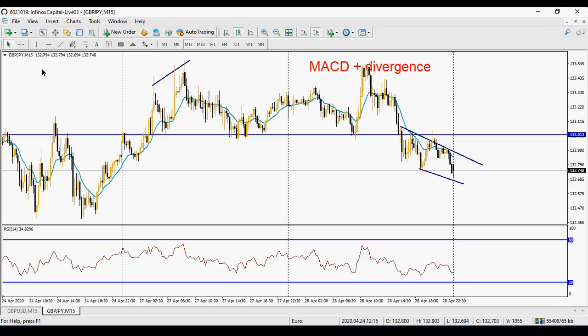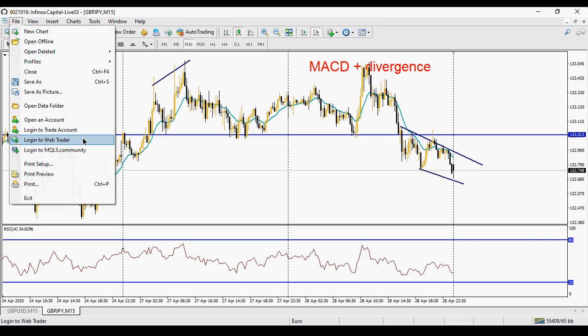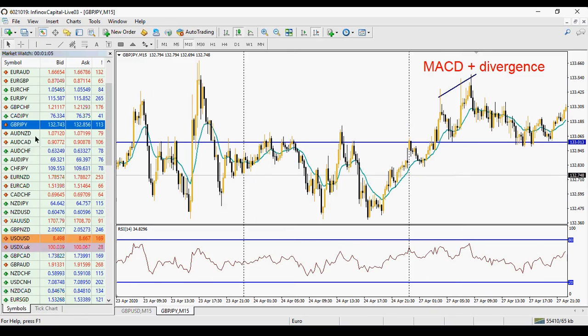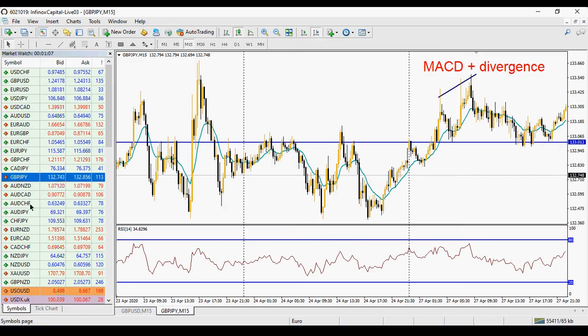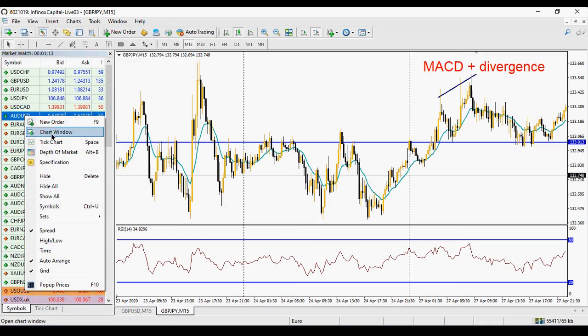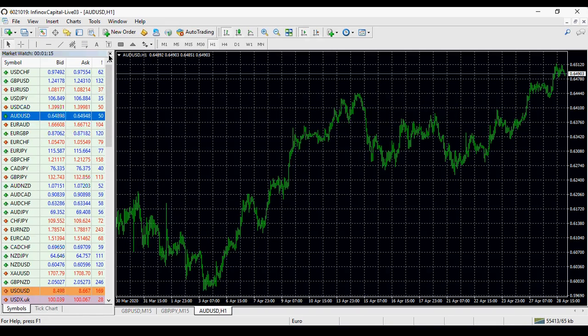So let's look at what it's doing. I think it wants to go in the direction of the higher time frames. That's what is happening. Just a minute, I'm coming. I'll put it up. AUD USD, where are you?